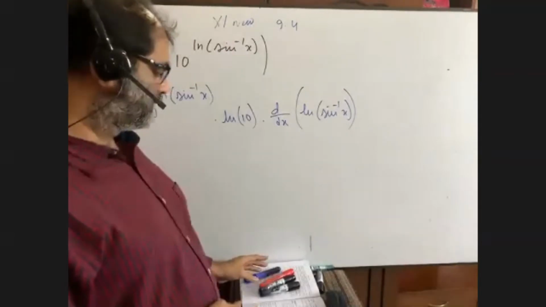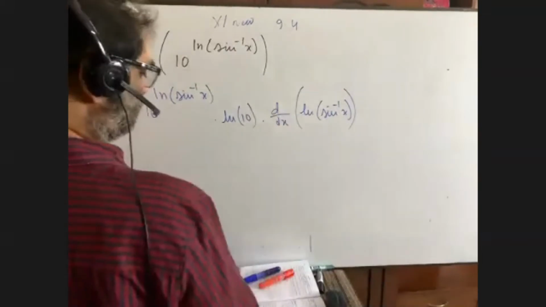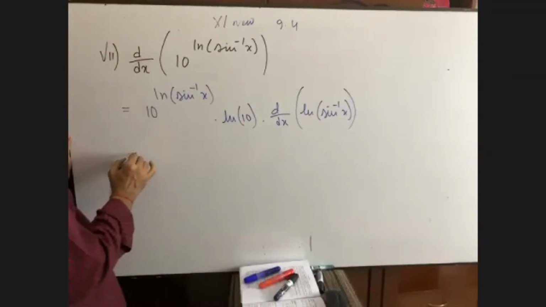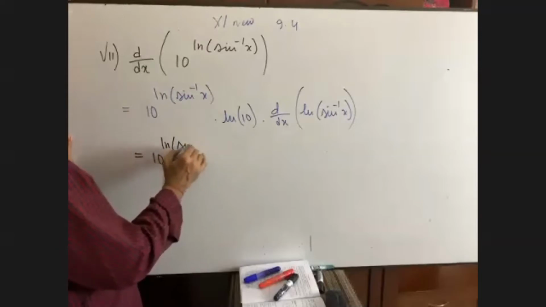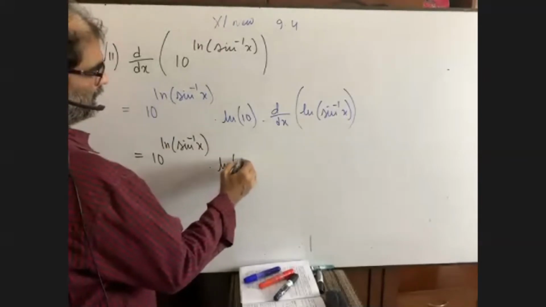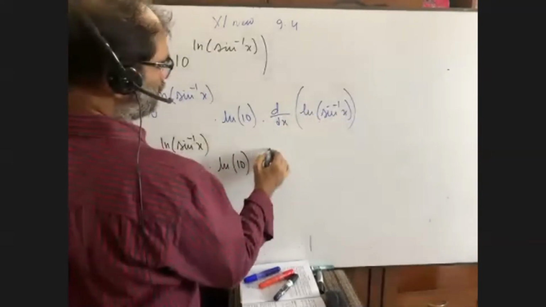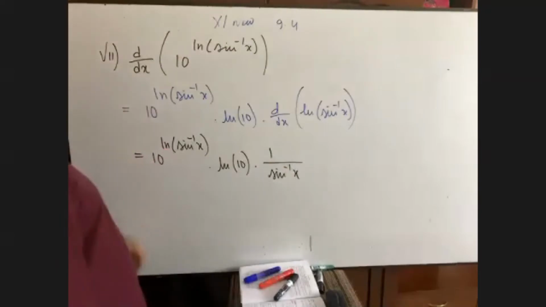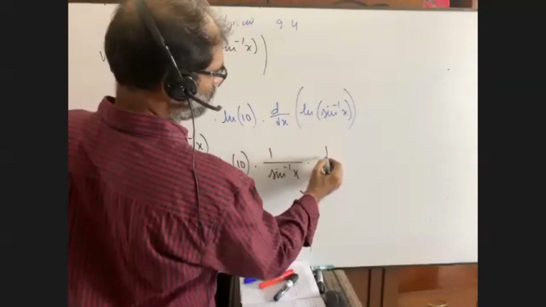If you fail to understand, please let me know. Okay, that means you have got it. That is 10 ln sine inverse x dot ln 10 dot. Now, what is ln x? Ln x is 1 by x, right? Ln x is what? 1 by x. Now it is x, which will be again differentiated. I am not going to show it.